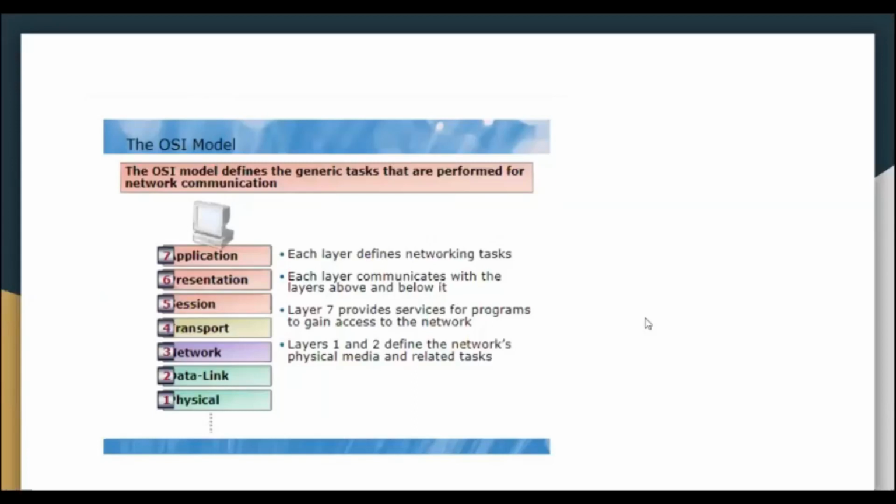Okay, next, third layer, we have the network layer. So the network layer decides which physical path the data will take. And example nito yung mga packets, the internet protocol, the ICMP, okay, yung mga IGMP.